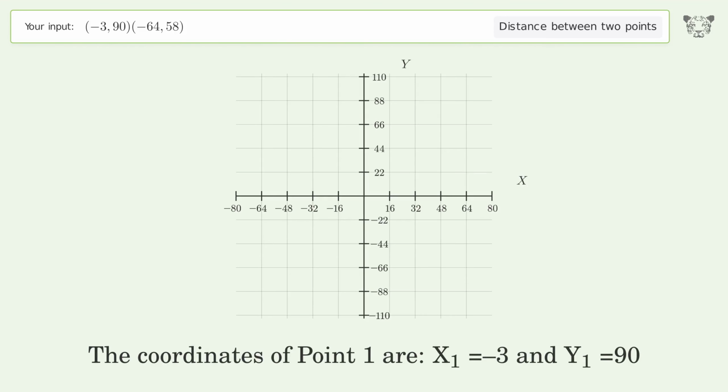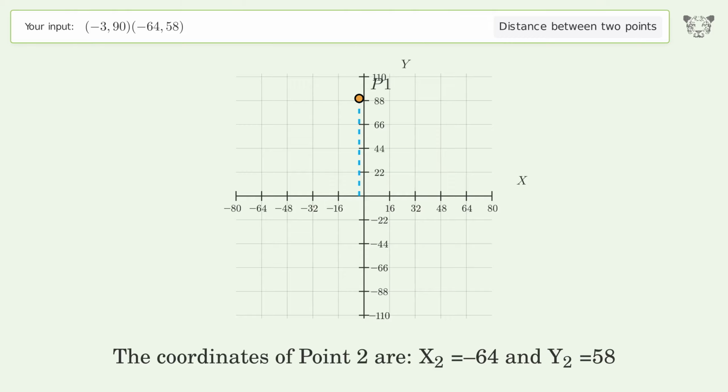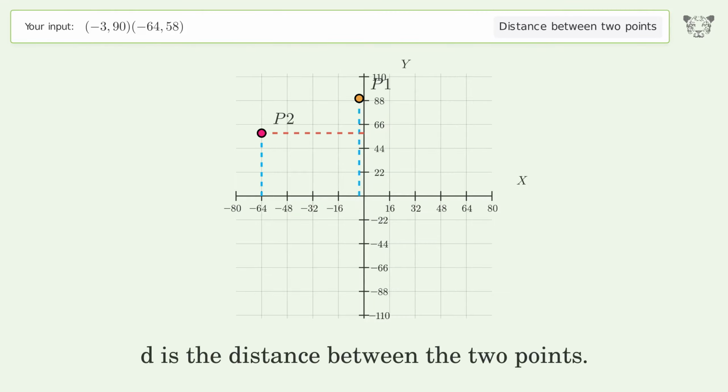The coordinates of point 1 are x1 equals -3 and y1 equals 90. The coordinates of point 2 are x2 equals -64 and y2 equals 58. D is the distance between the 2 points.